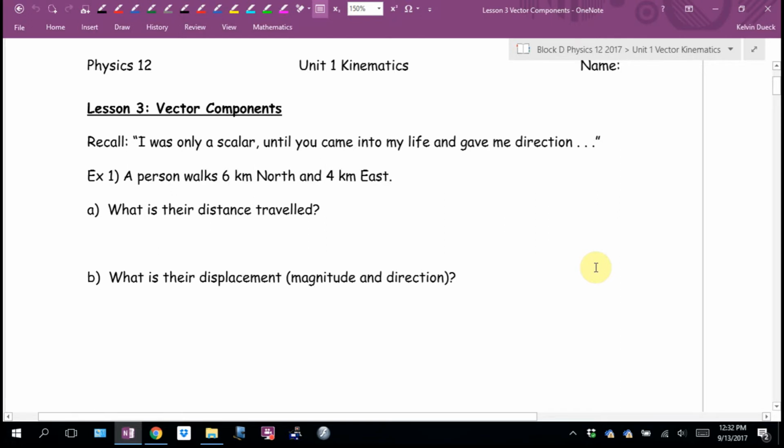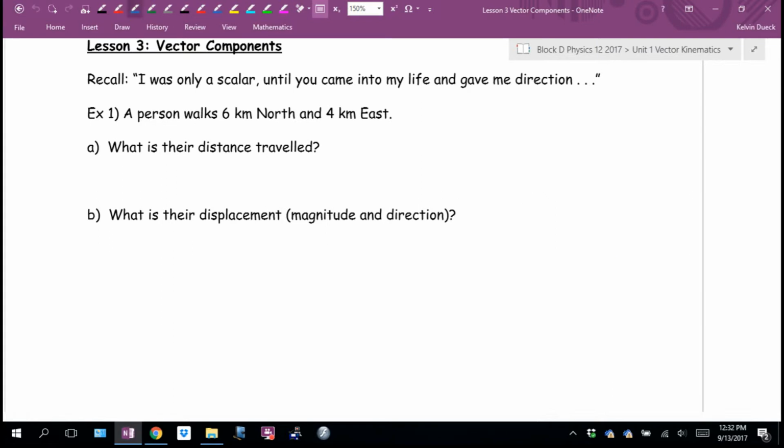I think this would be a great title for like a top 40 song. "I was only a scalar, and then you came into my life and gave me direction. You are my vector of my heart." Wouldn't that, something like that? Wouldn't that be? Nothing? Really? You can't see Justin Bieber just crooning that out? Nothing. Okay.